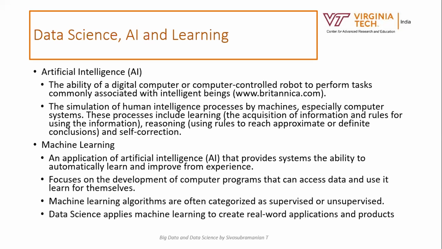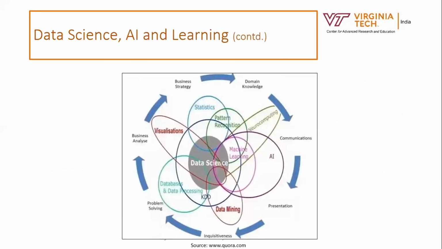So data science applies machine learning to create real world applications and products. Okay, so this is a high level life cycle. You have domain knowledge, you need to have communication to move data, and you have a way to present the data. You do data mining, then find the meaning and give visualizations of the data so that the business person can understand what the particular data is and how to make business decisions using it. So for all these things, data science is the central focal point. Everything else revolves around it.